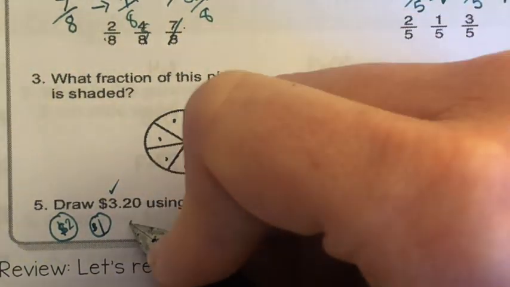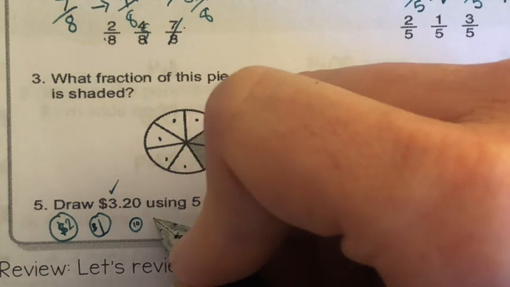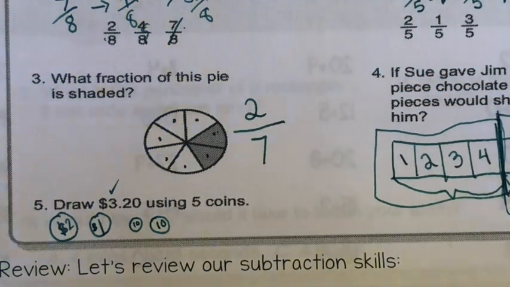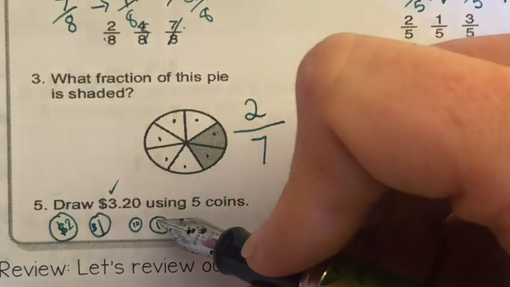I'm going to put a dime, which is 10 cents, and a dime, which is 10 cents, and apparently this dime is bigger than that dime. So let's count it up. $2, $3, 10 cents, 20 cents, $3 and 20 cents. Oh, it's asking for 5 coins. Maybe I should read the directions better. Okay, to make 5 coins, that's easy.